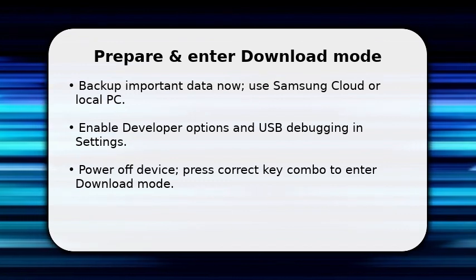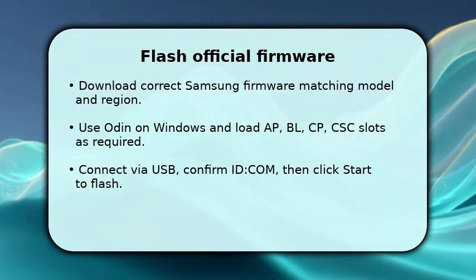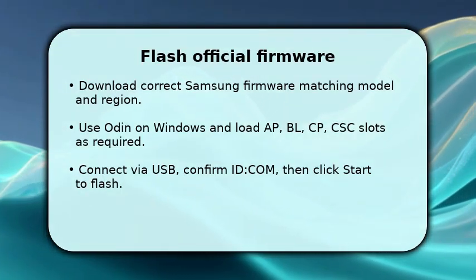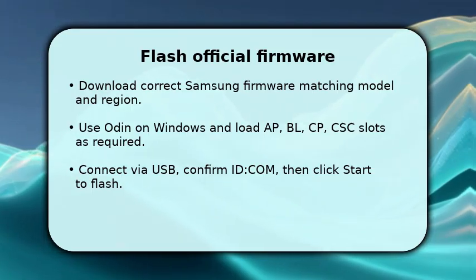You'll now flash the official older firmware using Odin on a Windows PC. First, verify and download the exact firmware for your exact model number and region. Wrong firmware can brick the phone.